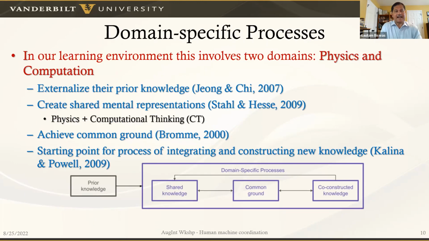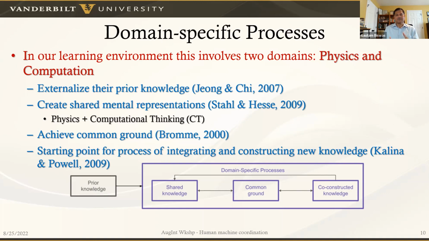So let me expand on these three dimensions that we are working on. As I mentioned, one of the dimensions is domain-specific processes, and this requires them to synergistically learn physics and computation. And you can think of this as having a variety of different features. In order for students to collaborate, they have to create a shared knowledge space. And the way they do it is they first externalize their prior knowledge, and then through discussion, create a shared mental representation of that knowledge. In this case, as I mentioned, it's both physics and computation. And then in order to either construct a model or solve a problem, they have to resolve differences in the knowledge that they have externalized. So they have to come to a common ground.